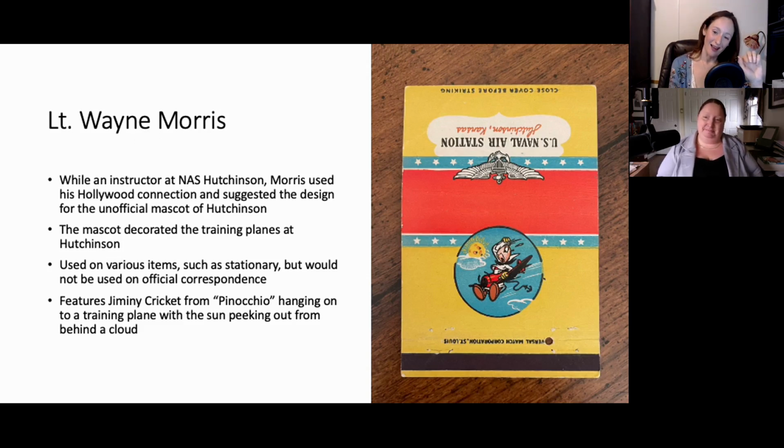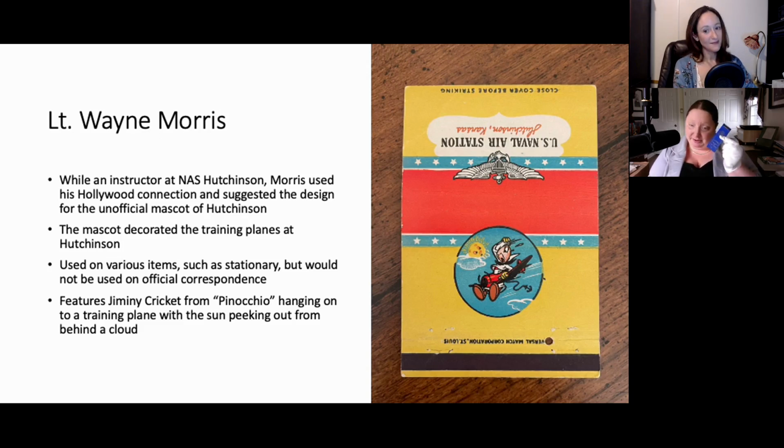Right. And so this little guy, you see the pictures, and you see some other, maybe not so cute pictures on the sides of these planes, but this little guy was on the planes at Hutchinson. He was on the planes as the mascot at Hutchinson. So they couldn't use it, obviously, for official correspondence. They're going to use the other logo. But for things like very basic stationery, that's not official correspondence, for putting them on the planes, for matchbook covers. Matchbooks. Right, which is where we get the full color image.